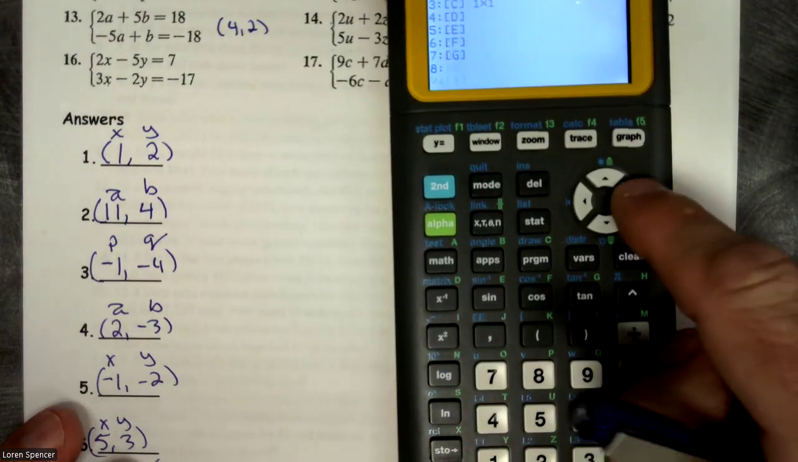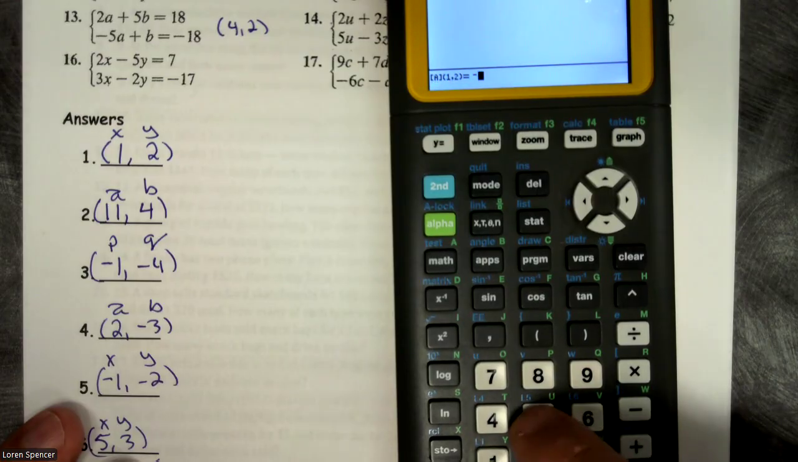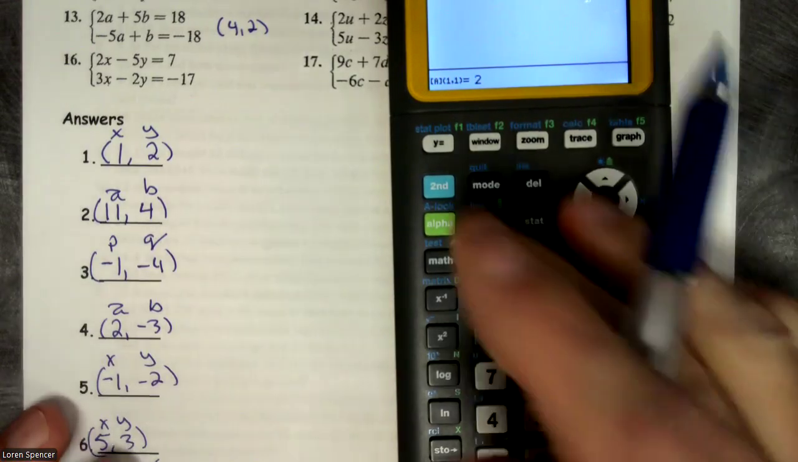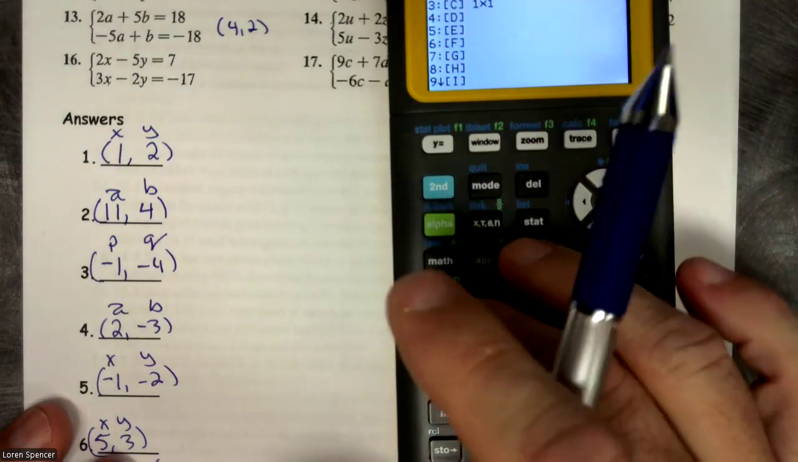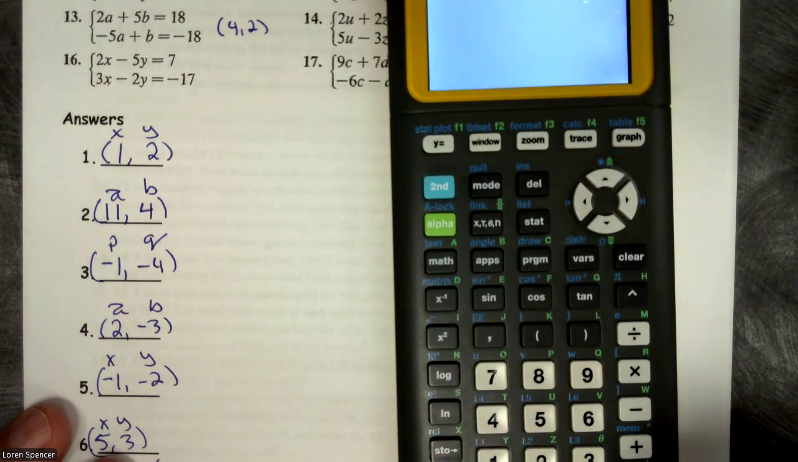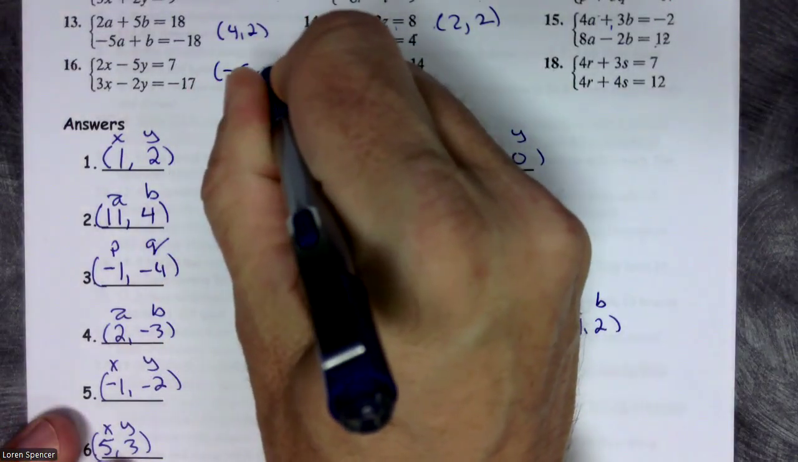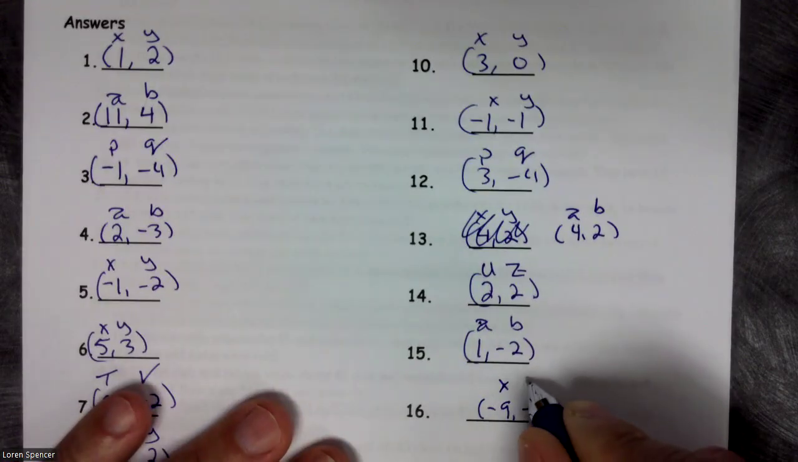Blue matrix, arrow to edit, 2, enter, 3, enter. And we have a 2, a negative 5, and a 7. And here we have a 3, a negative 2, and a negative 17. So here we go. Leave the matrix, blue mode, come back to the matrix, blue matrix, math, RREF, blue matrix, enter, enter, and we get negative 9, negative 5. And that's my X, and that's my Y.